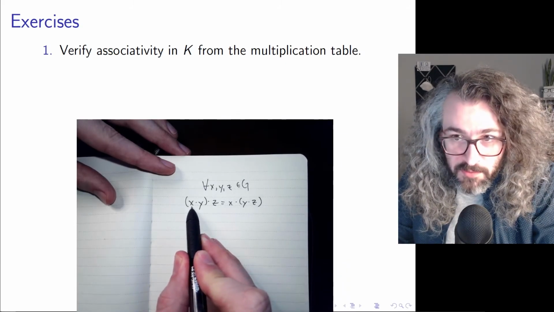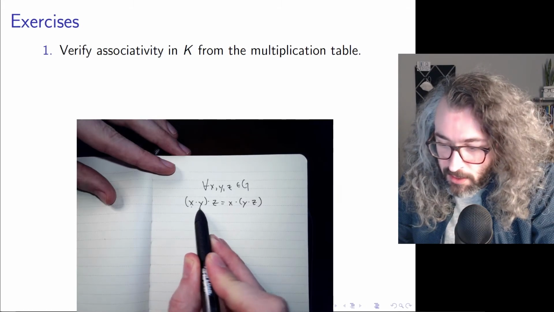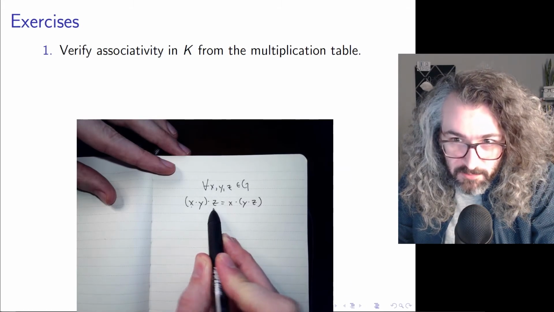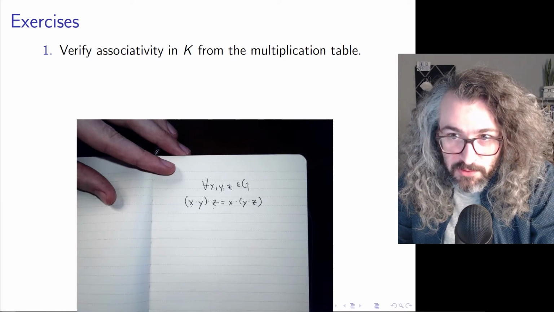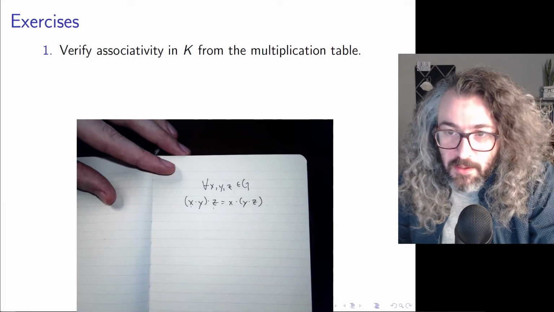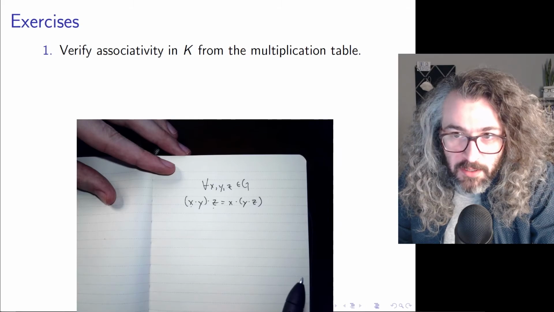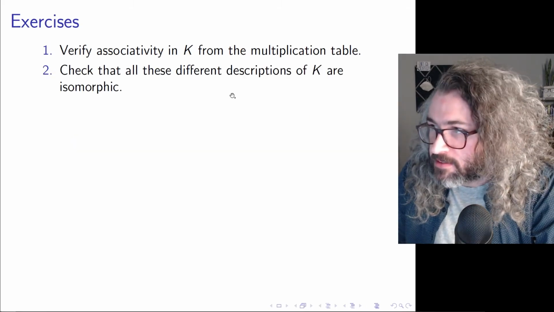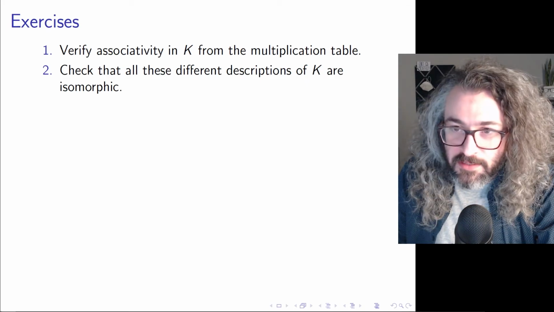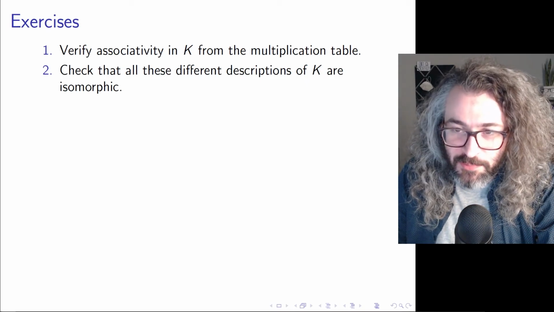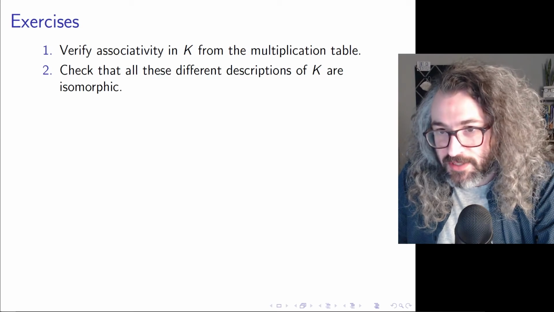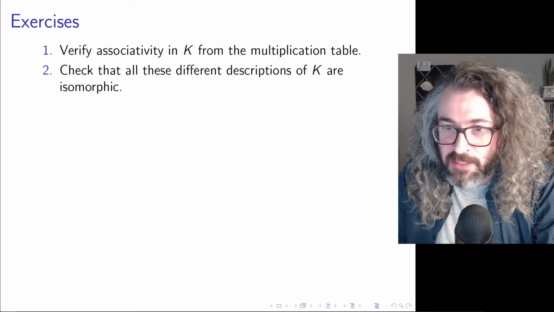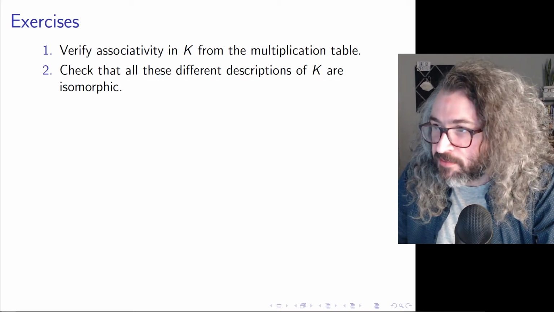So to check associativity, there's a bunch of cases. There's 4 options for x, 4 options for y, and 4 options for z. So there's 4 times 4 times 4 cases. Sounds like a lot of cases, but I'm sure you can do it if you're interested. Next exercise. Check that all of the different descriptions of the Klein group in the video are actually isomorphic. So I'm claiming they are, but maybe you'd like to check for yourself.